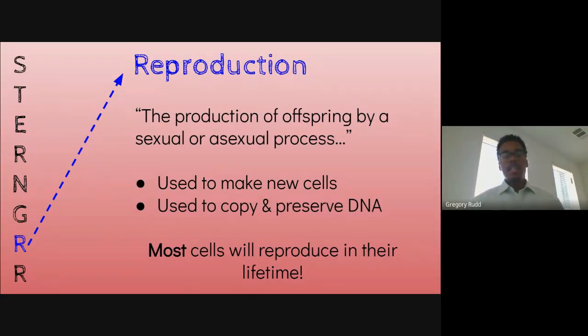Reproduction is the production of offspring by a sexual or asexual process. So there is a difference between sexual and asexual, which we will talk about going forward. But reproduction is used to make new cells, and it's also used to copy and preserve DNA. Most cells will reproduce in their lifetime. Not all cells, but 99% of cells will reproduce in their lifetime.